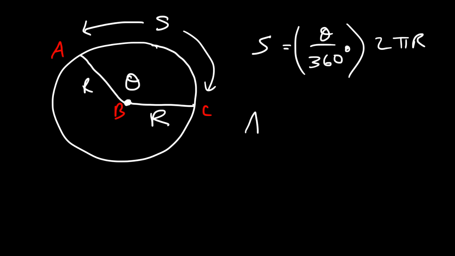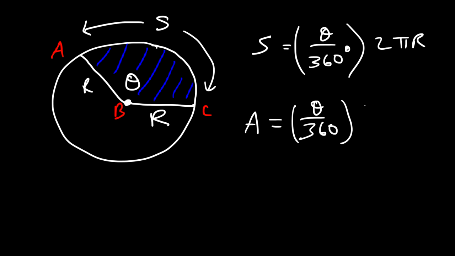The area of the sector, which is the shaded region, is going to be the fractional part of the circle, which is theta divided by 360 times the area of the entire circle, which is pi r squared. So those two formulas can help you to calculate the arc length and the area of the sector or the shaded region.